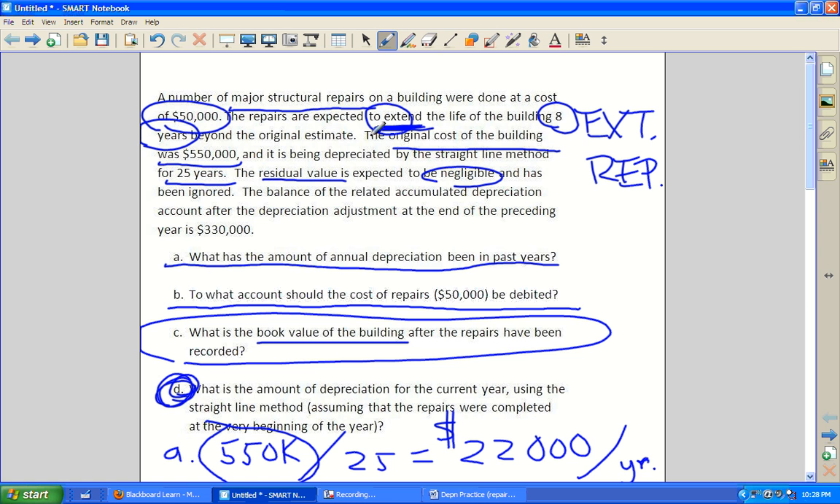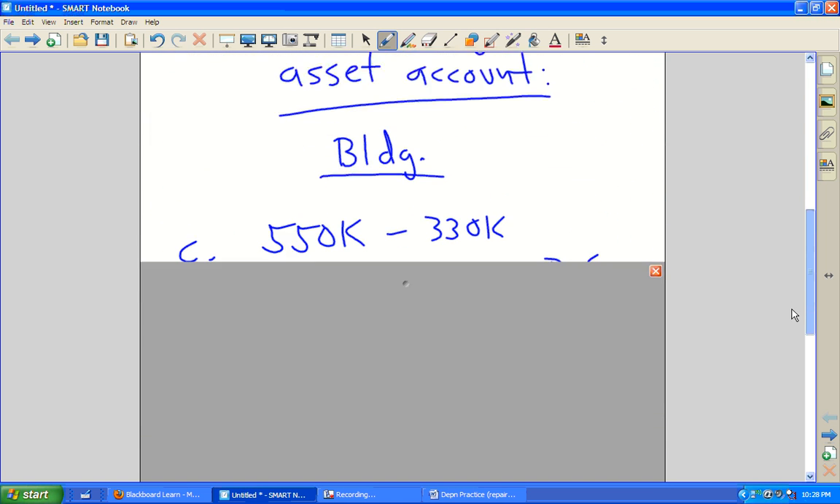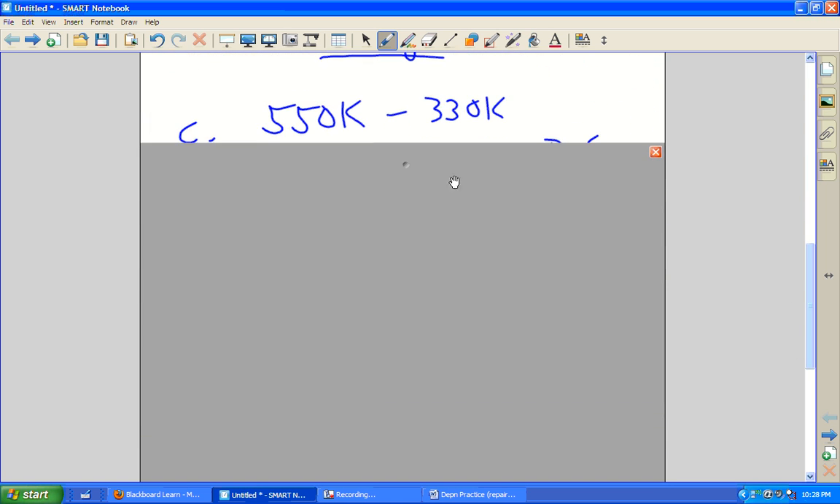Is it 6 years in? Is it 12 years in? Is it 18 years in? They don't tell us, but they do give us this, okay? So if you know what 330,000 is, and you know that our annual depreciation expense has been 22,000, you can figure out exactly how many years of depreciation that represents. So it looks a little something like this, okay?